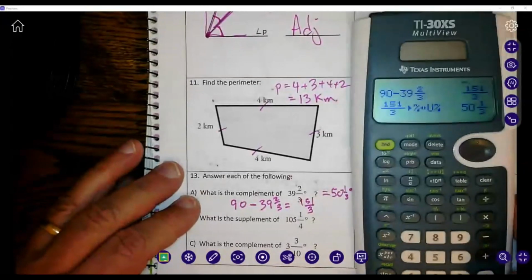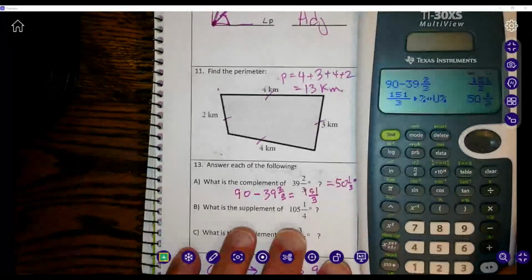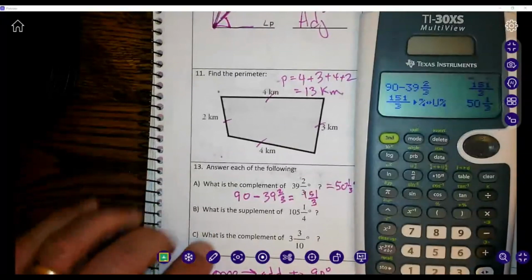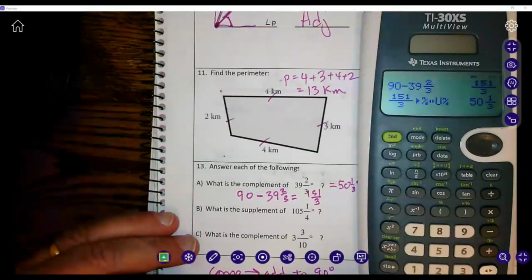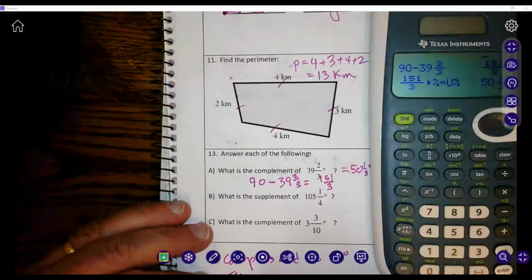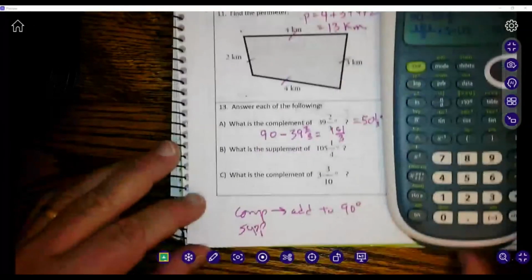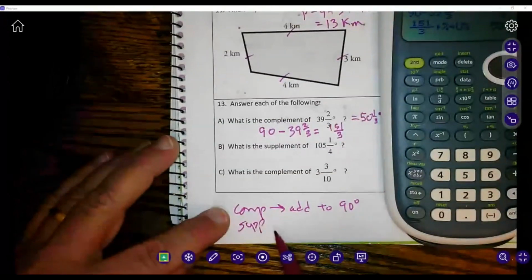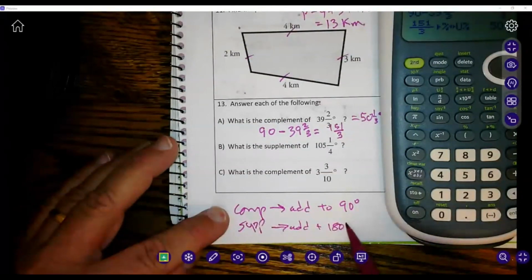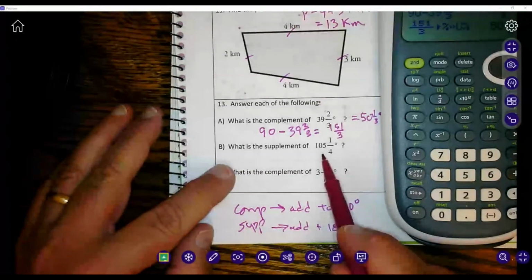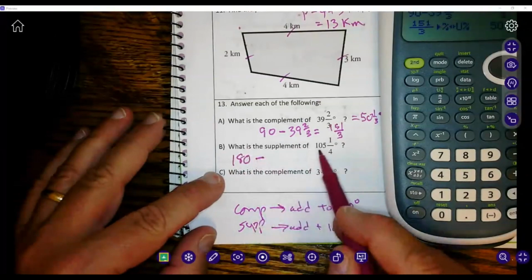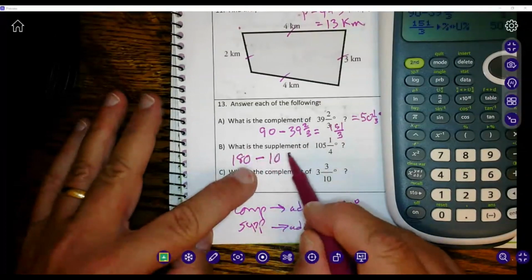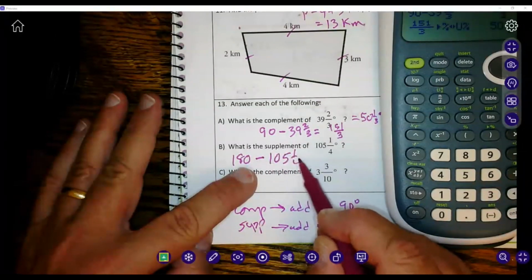50 1/3. B is asking for the supplement of 105 1/4 degrees. Supplementary angles have to add to 180 degrees. So the arithmetic I'm going to do here is 180 minus that angle, 105 1/4.